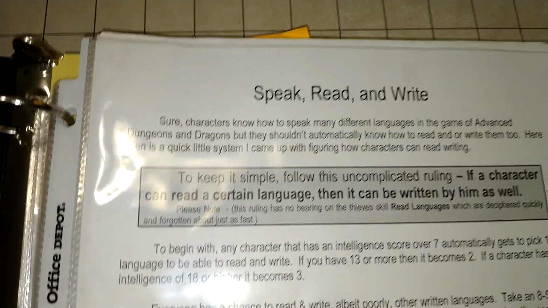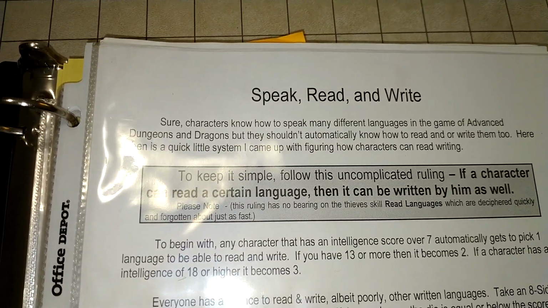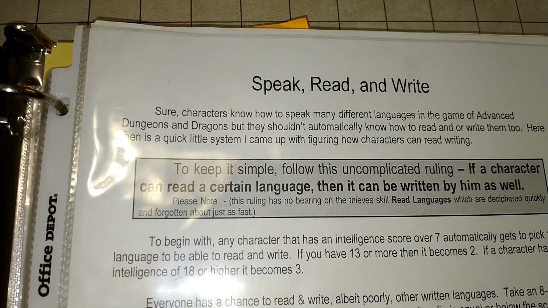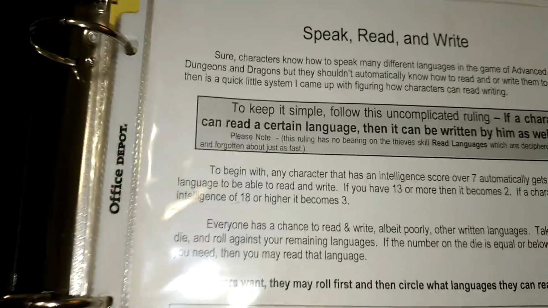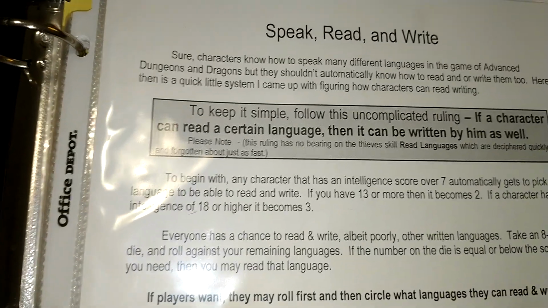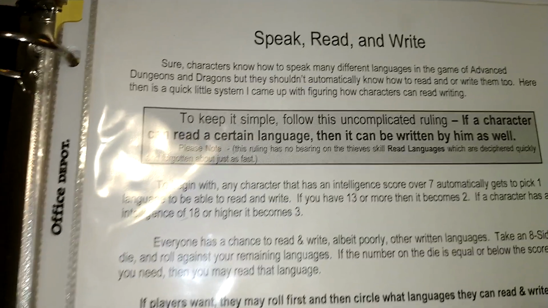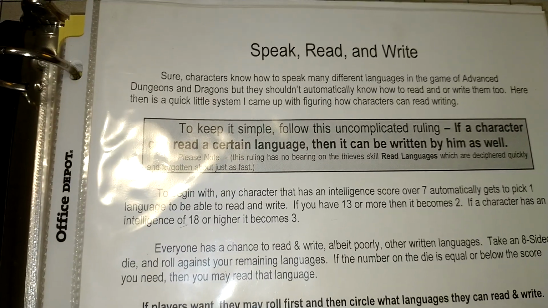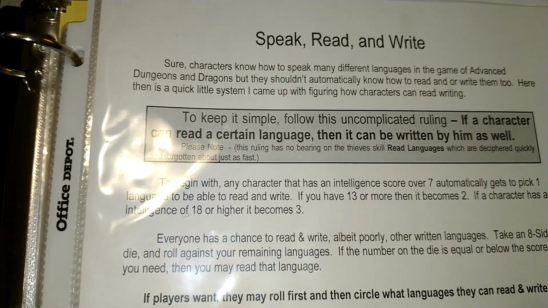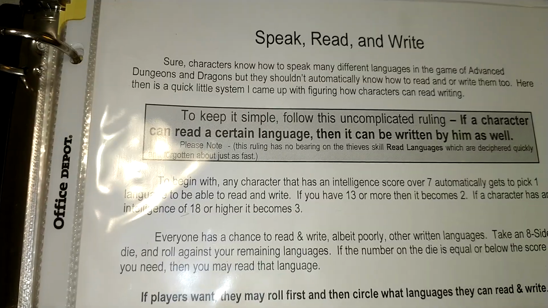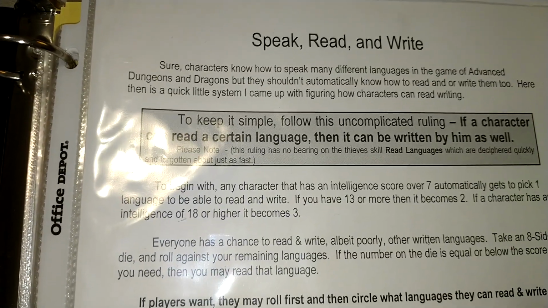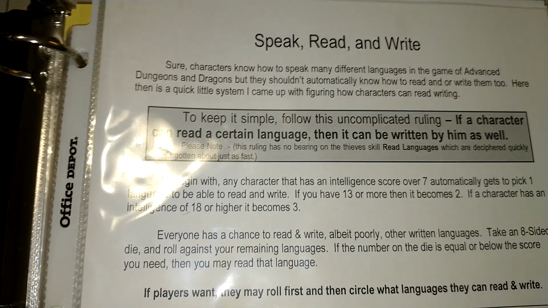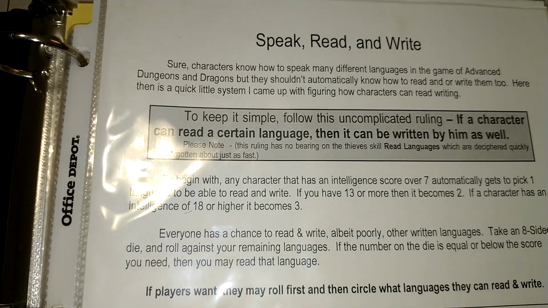Please note, this ruling has no bearing on the thieves' skill read languages, which are deciphered quickly and then forgotten about just as fast. To begin with, any character that has an intelligence score of over 7 automatically gets to pick one language to be able to read and write. This will probably be Common. If you have a 13 or more, then it becomes 2. And if a character has an intelligence of 18 or higher, it becomes 3.